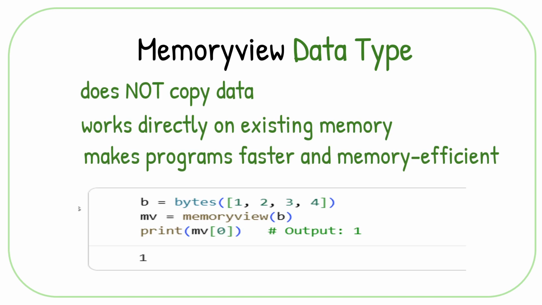Now what is memoryview? Memoryview allows you to access the internal memory of an object without copying it. Normally when you slice or copy data, Python creates a new object in the memory. But in memoryview, it does not copy data, works directly on existing memory, and makes programs faster and memory efficient.